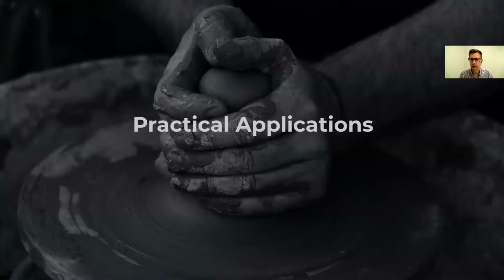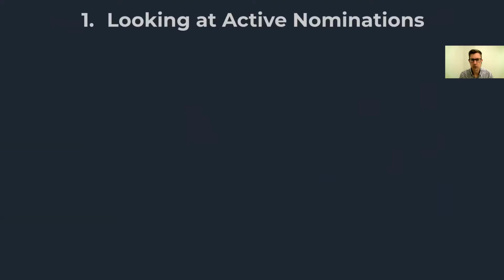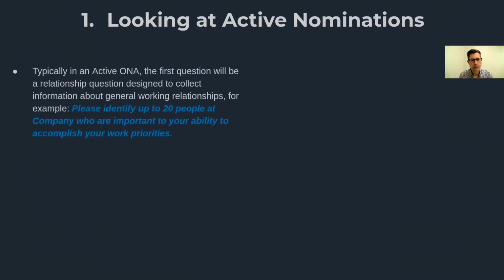Now I want to give about 6 practical applications or examples, so getting hands-on with diversity and inclusion in the context of ONA. The first one I want to look at is active nominations and how we can use that data. When we're running an active ONA, the first question that we often ask is a relationship question that's designed to collect information about working relationships, along the lines of: please identify up to 20 people at the company who are important to your ability to accomplish your work priorities.